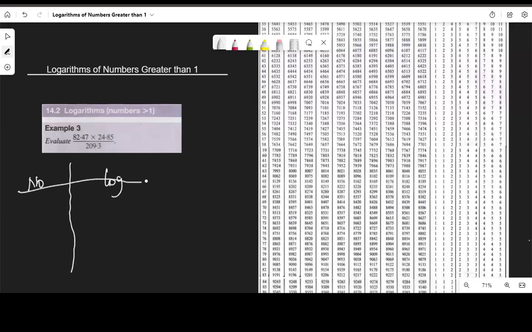I have the first number, 82.47. The other one is 24.85. The characteristic of this number is 1, that is, we count the number of digits before the decimal point. The number of digits here is 2, and 2 minus 1 is 1. The same thing, we have 2 digits here before the decimal point, 2 minus 1 is 1.